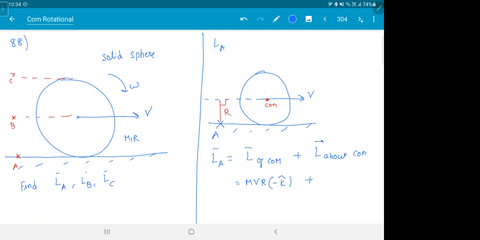Second thing, about center of mass. Stand on the center of mass. What will you think? Everything is rotating in a circle, na? I_CM omega, direction is clockwise, minus k cap. That's it. Treat center of mass like a particle, find MRV. And stand on the center of mass, find that I_CM omega. You can simplify this: MVR minus k cap. What is I_CM? 2 by 5 MR square.